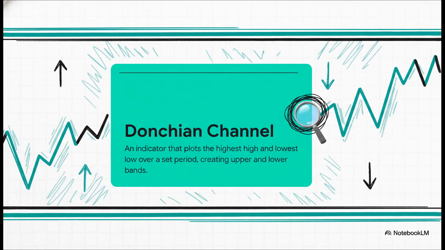Okay, so what exactly is this thing? Well, at its heart, it's a super simple visual tool. Seriously, that's its genius. It just draws two lines on your charts. The top line? That's the highest high the price has hit over a certain period. And the bottom line? You guessed it, the lowest low. That's it. It creates a channel around the price.